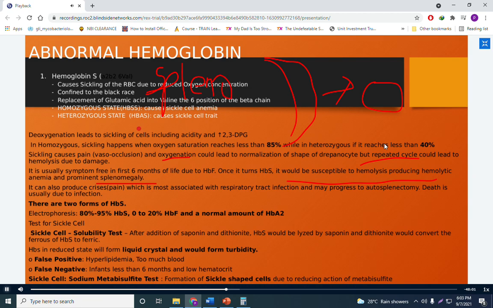The word mega. Splenomegaly. Okay, enlarged spleen. You have your enlarged spleen. Size of your spleen. It can also produce crisis, class. When you say crisis, this is a very, very hard or difficult pain associated with your respiratory tract infection and may progress to autosplenectomy. Class, autosplenectomy, can you expound on that?